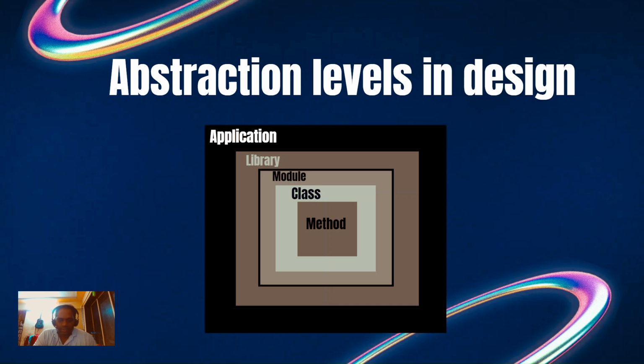Library or API: an API library is designed which exposes the services and interfaces to the clients to communicate with your application. Application: the highest level is the application. That is a large-scale application design process, either from scratch or redesigning the existing application. The lowest level is a method, and the highest level is the whole application.